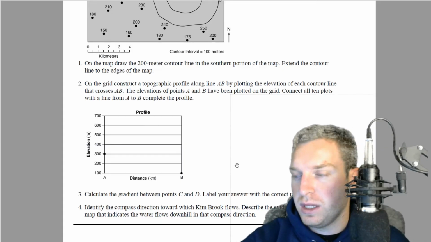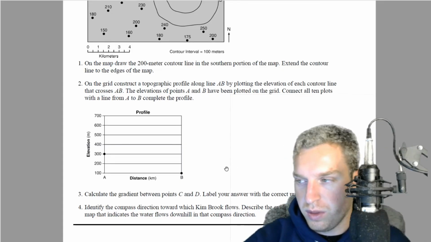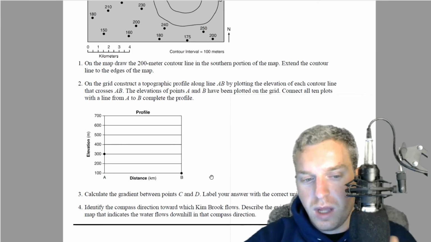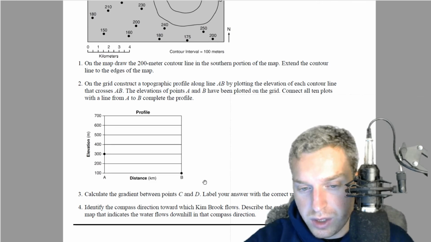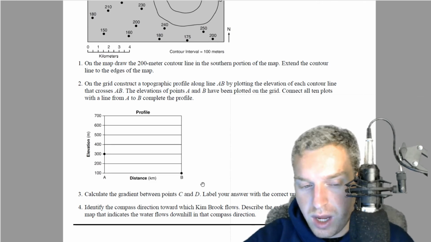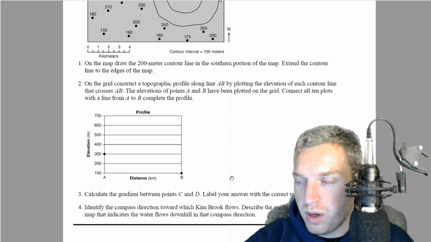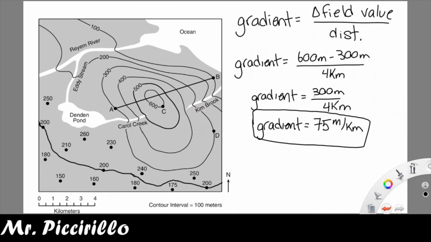Question 4 says, which you probably can't read the whole thing, that's all right: Identify the compass direction towards which Kim Brook flows. Describe one piece of evidence on the map that indicates the water is flowing in this direction. So, we have Kim Brook right here. And so what we're looking at is these contour lines.